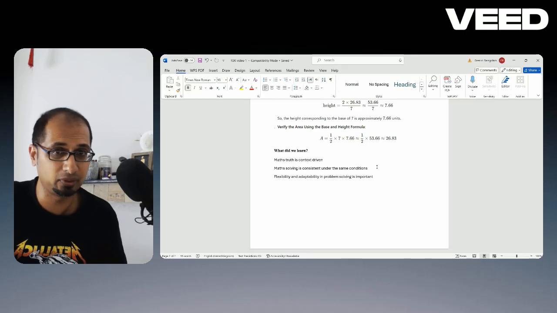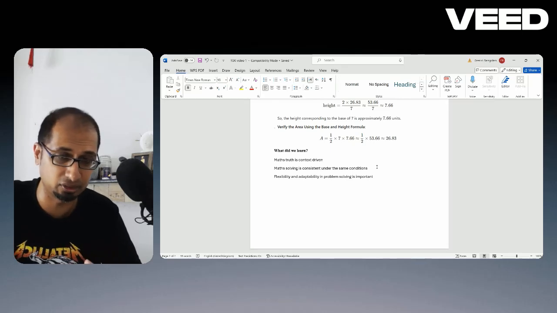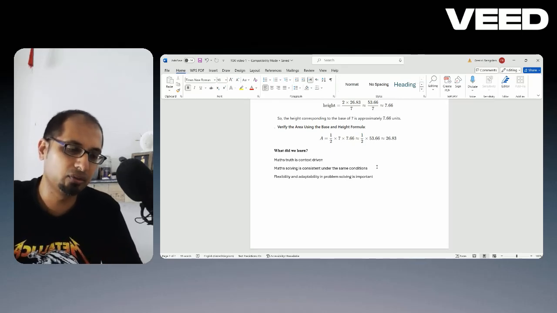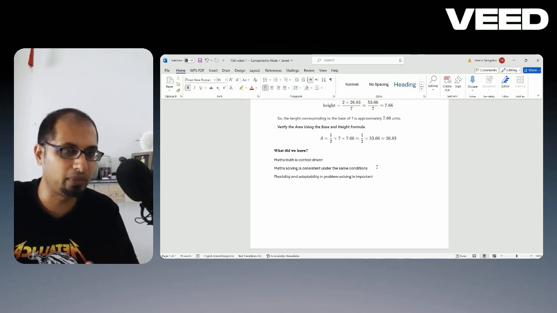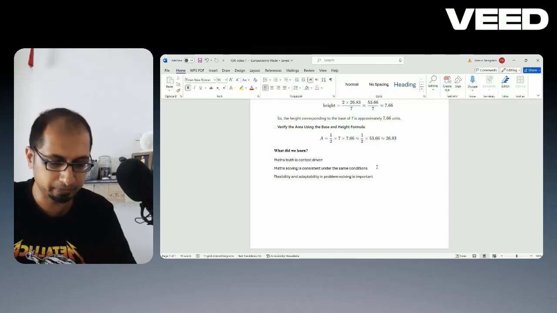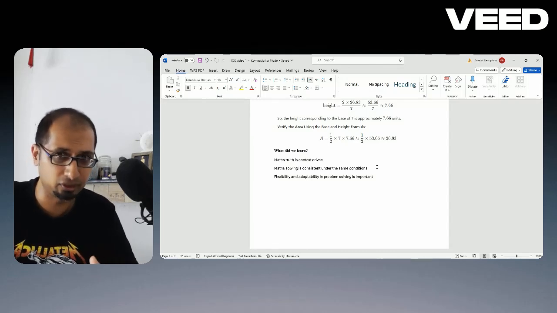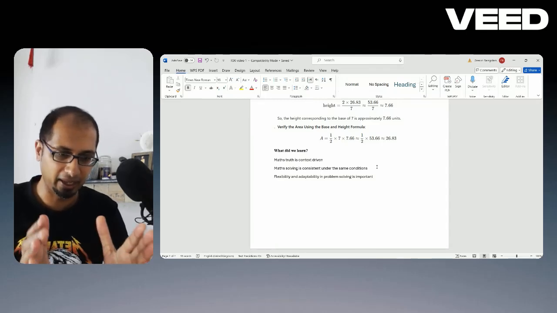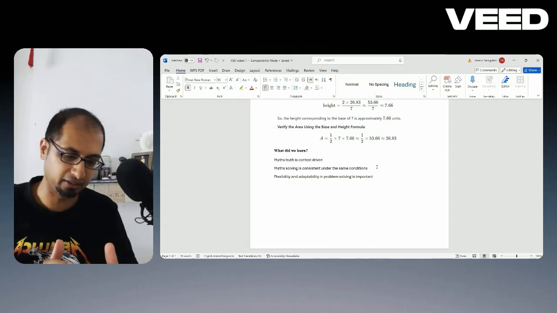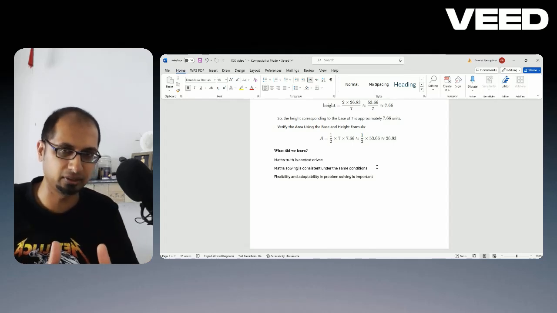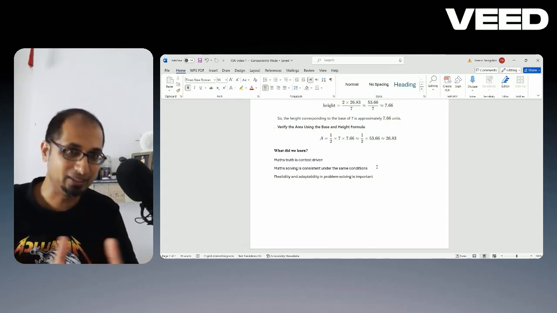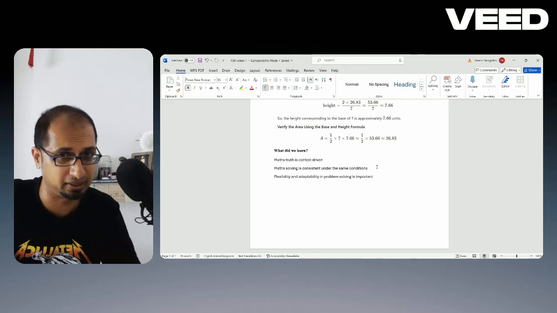What's the second truth which comes up here? So math solving is consistent under the same conditions. What does that mean? So you can basically use Heron's equation with any triangle whereby all three sides are known. So if the numbers change, you can still use the equation. So in a context where three sides are given, you can always use Heron's equation. So the solving is consistent because it's under the same condition. What's the condition? You have three sides given.